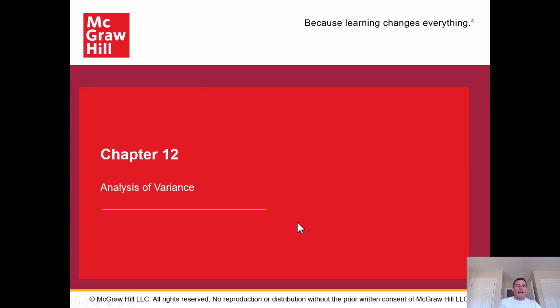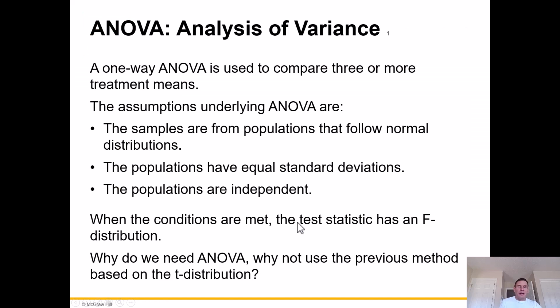So this is going to be a video on Chapter 12, Analysis of Variance, what we sometimes call ANOVA in statistical circles. So a one-way ANOVA is the first one we'll talk about. This is used to compare three or more treatment means. The assumptions underlying ANOVA are the things that we really have to assume, and there are some ways we can test for these things to make sure this test will be robust.